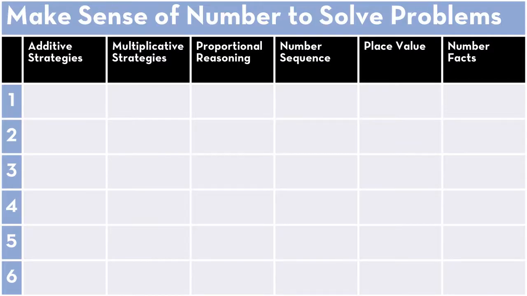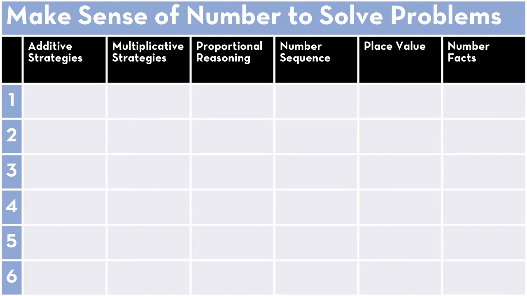Okay, if you have a look on the screen here, I've got a blank grid. This is a strand chart for the make sense of number to solve problems strand. So you can see the strand goes long ways across the screen, and inside each strand there are a number of progressions, and here we've got 6 number progressions. And if I start on the left hand side there, we've got additive strategies, multiplicative strategies, proportional reasoning, and then number sequence, place value, and number facts. So each of those is a progression inside the strand.